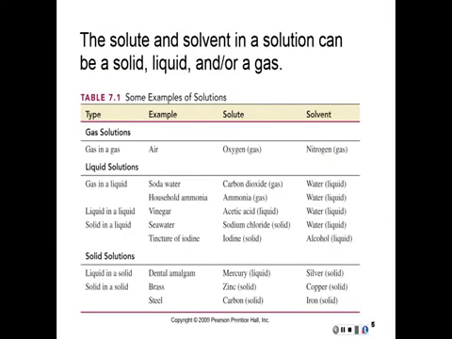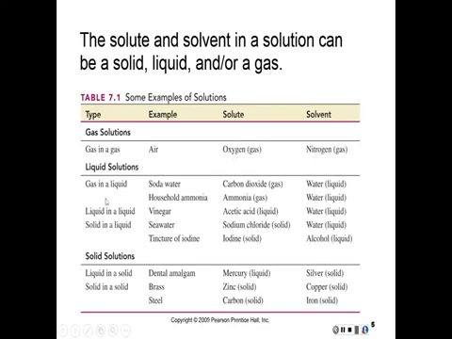This is a chart from the textbook that shows you the different phases involved in solutions. We think of solutions normally being a solid and a liquid, but as you can see, it can be any phase in any phase. So we start off by looking at the first one. We have a gas and a gas. The example is air, and in air, nitrogen is a solvent because there's more nitrogen than anything else in the air, and oxygen is a solute.